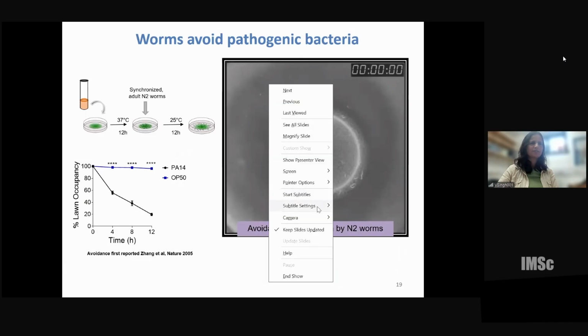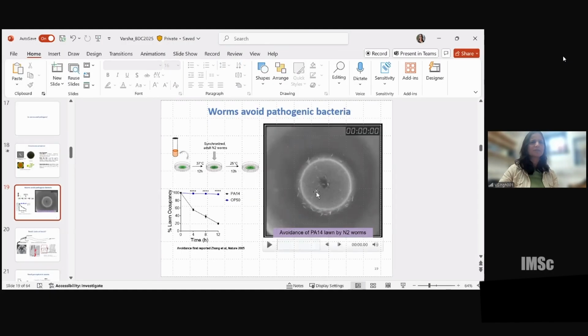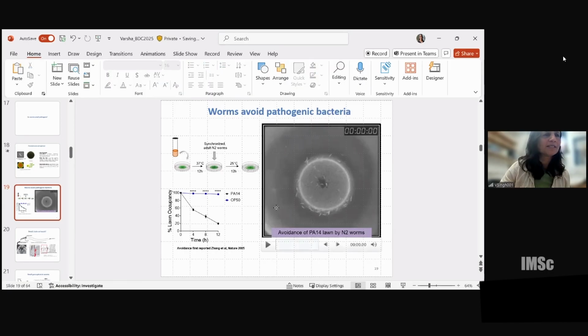So I will turn off pointer and then run this movie, which was done by Deep and okay. And the movie doesn't work. 1 second. I'm going to escape and see if okay. I'm trying to see if the movie will work.